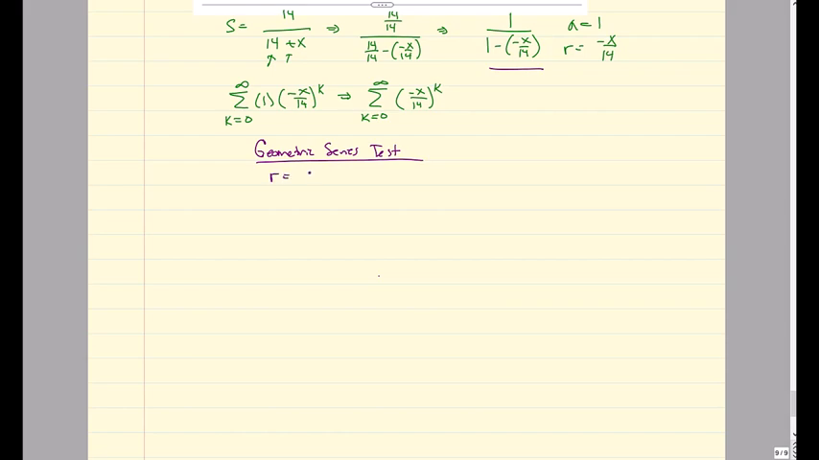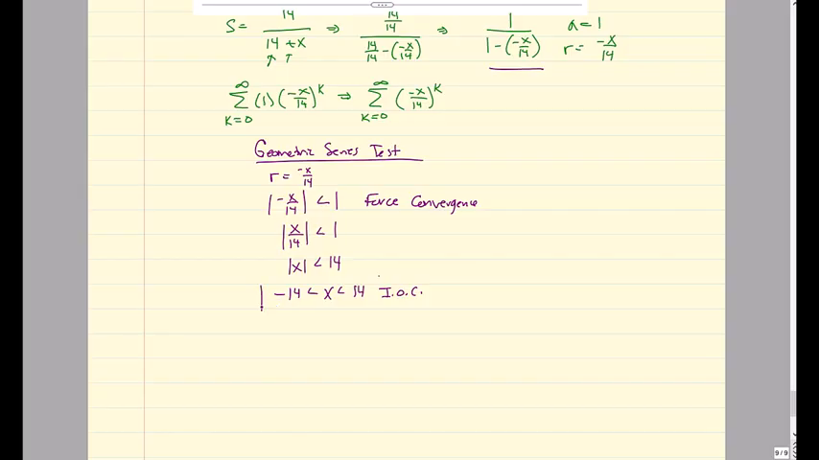So geometric series, r is equal to negative x over 14 here. I want to look at the absolute value of negative x over 14, and I want to force convergence. So for a geometric series, that's less than 1. So I can get rid of the negative sign and leave it in the absolute value. Multiply both sides through by 14, and I get the absolute value of x less than 14. And then rewriting, I get negative 14 less than x less than 14. And this is my interval of convergence here.